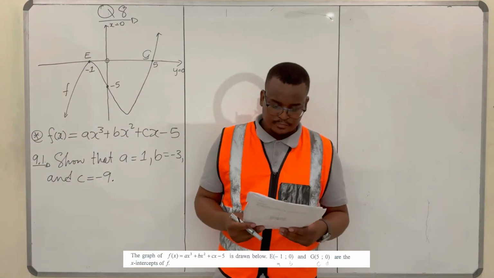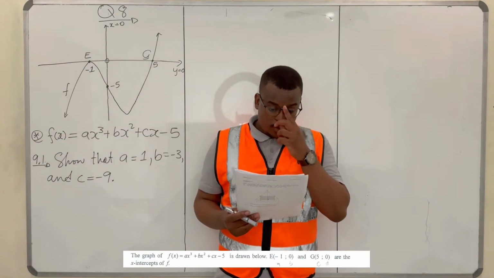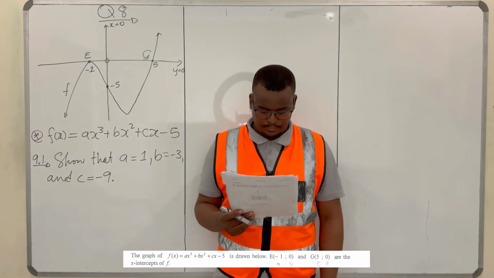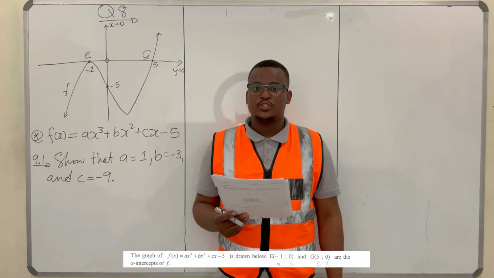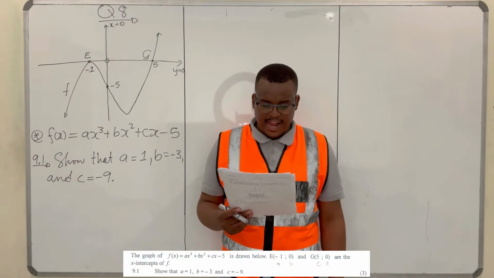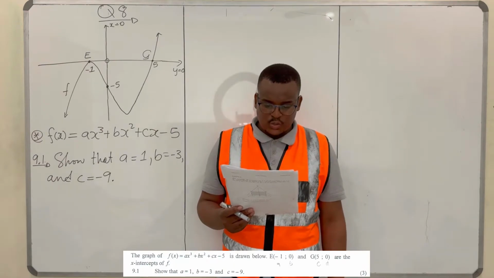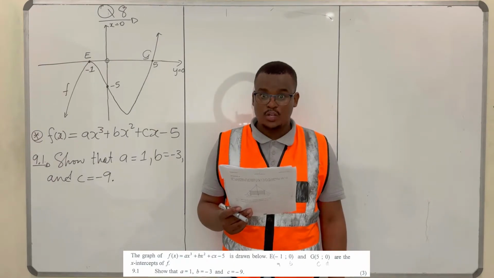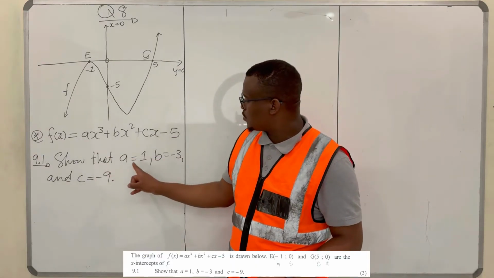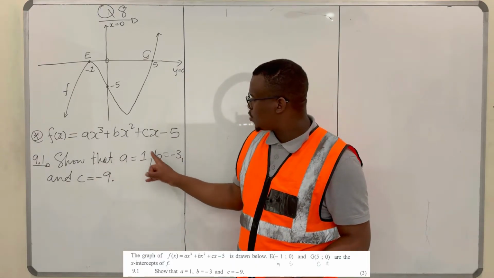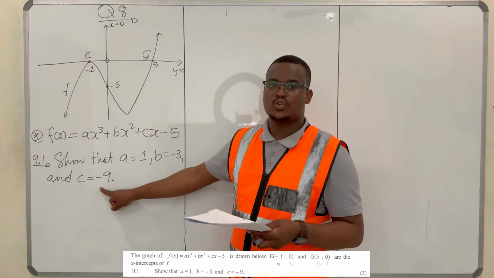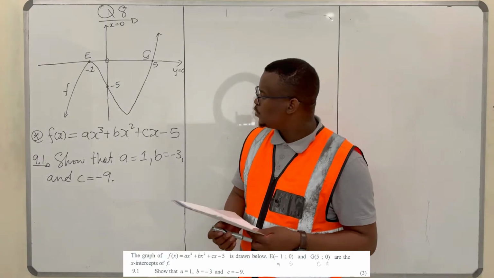Right? No problem. So let's go to 9.1. They are saying, show that A is equal to 1, B is equal to minus 3, C is equal to minus 9. So we must show that A is equal to 1, B is equal to minus 3, C is equal to negative 9. That's what they want us to show. No problem. How do we do that?